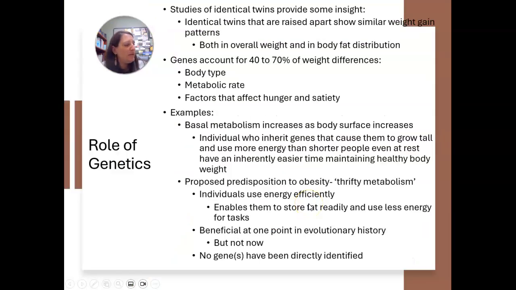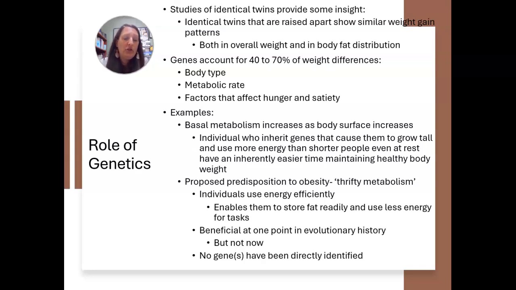Okay, so let's talk about the role of genetics. There's really good evidence for the role of genetics in weight. Studies have been done with identical twins, and those have provided us some really good evidence. Identical twins that have been raised apart show similar weight gain patterns, even if they're in two different environments. So both in overall weight and in body fat distribution and body composition. So again, really good evidence for the genetic factor.